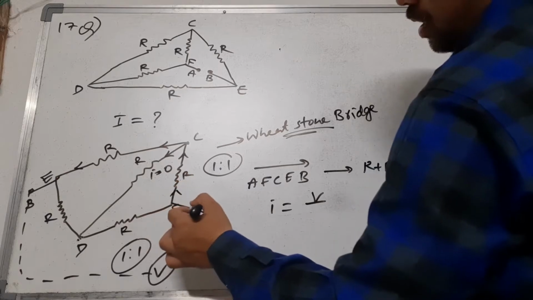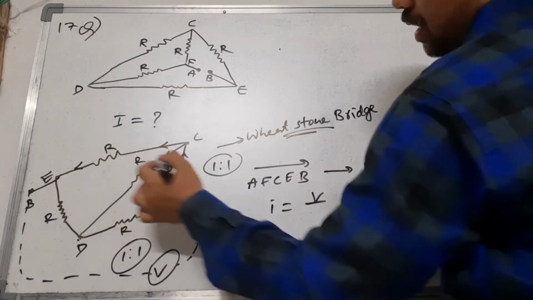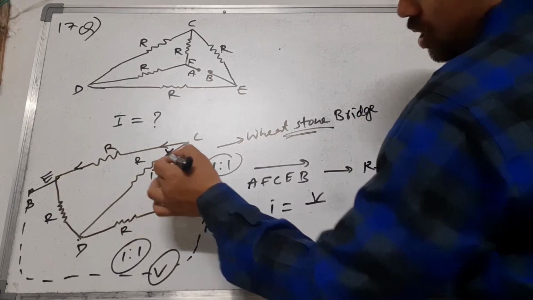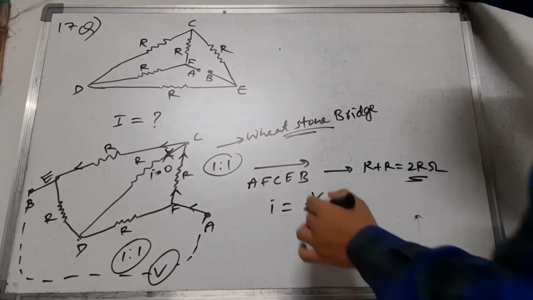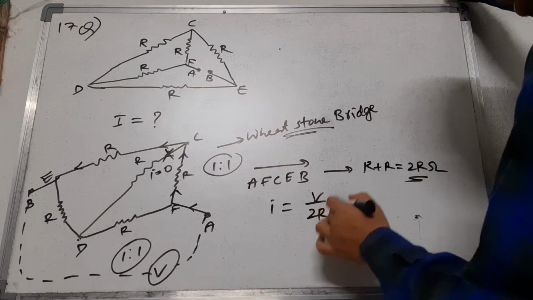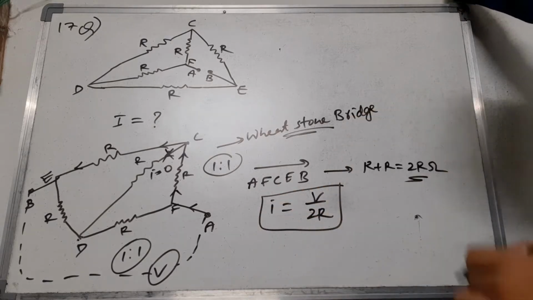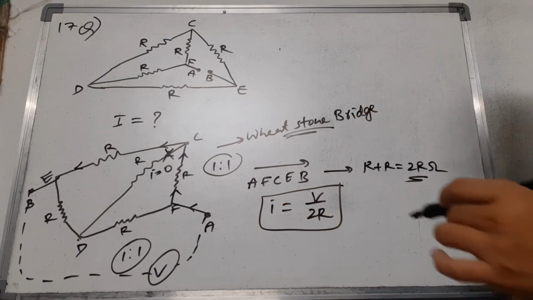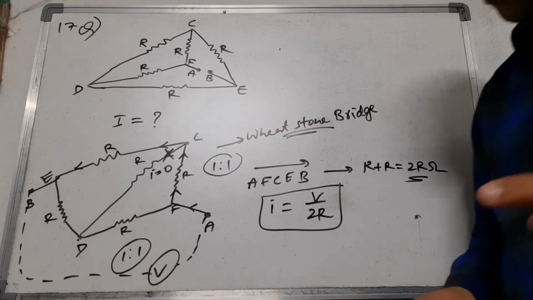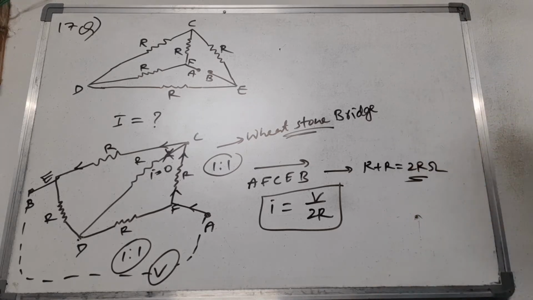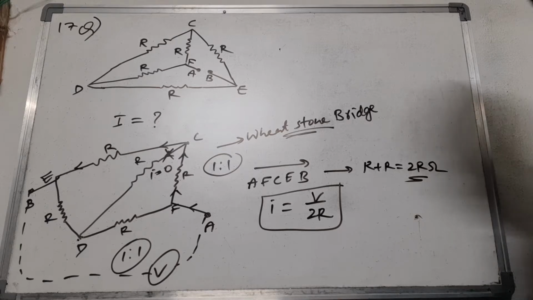Okay, so the current is flowing like this. Current starts from here and it's flowing like this. It will not go through this, as the bridge is balanced. So V by 2R. I is equal to V by 2R is the current flow. Right? So like this we can do the Wheatstone bridge problems like this. Okay, right? Next.